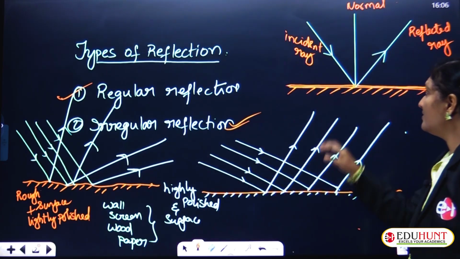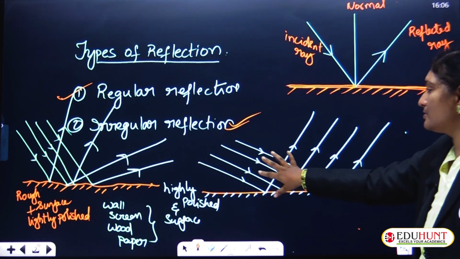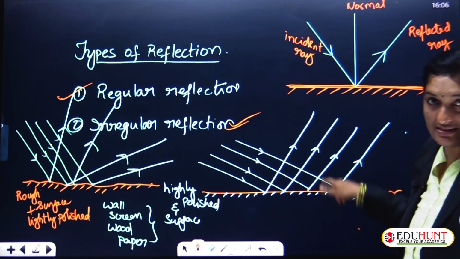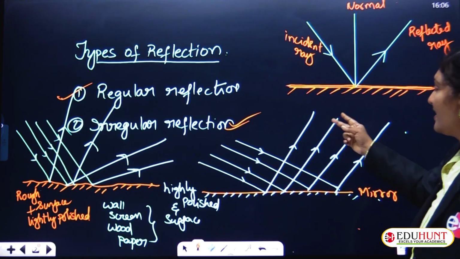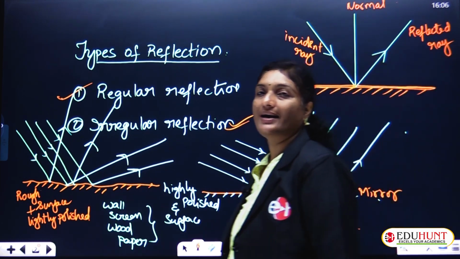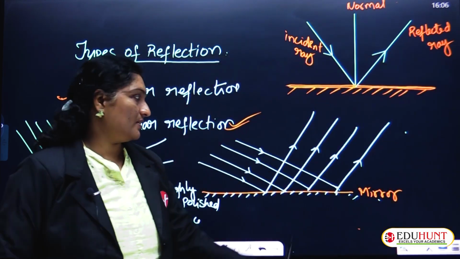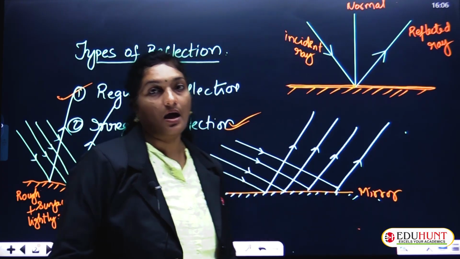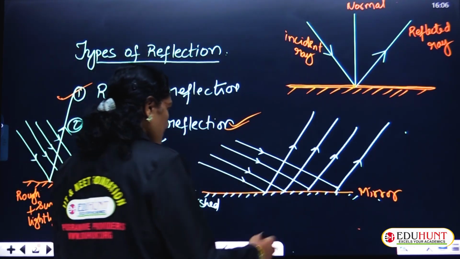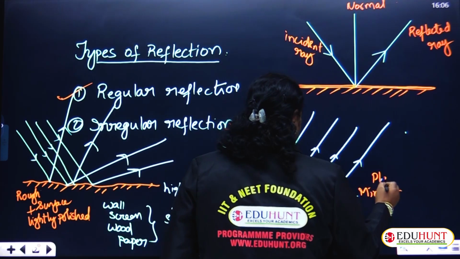Whenever a light ray falls on a smooth and highly polished surface like a mirror, the reflection caused is called a regular reflection. The example for this is your plane mirror.